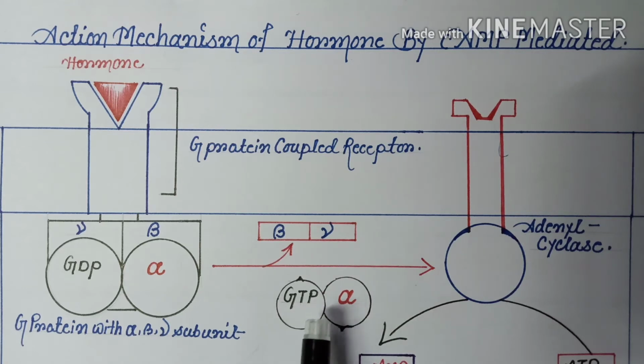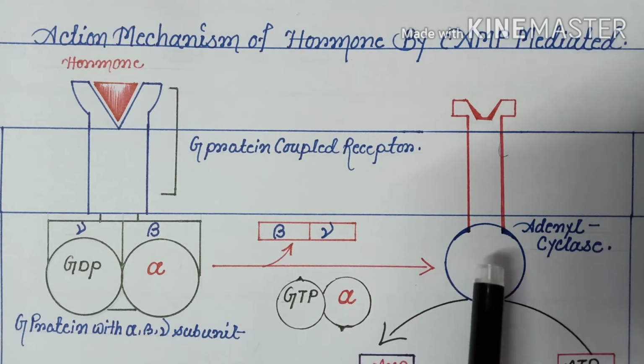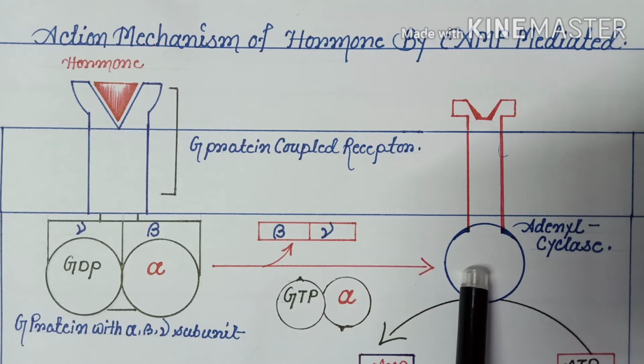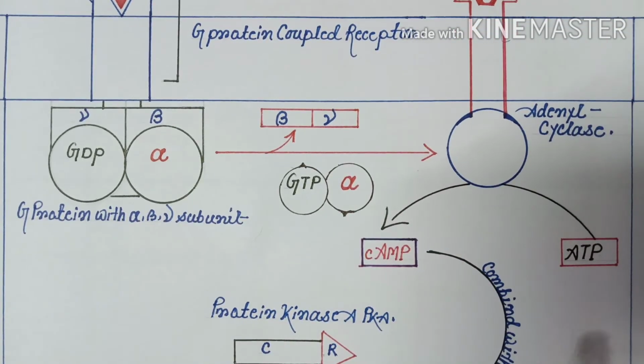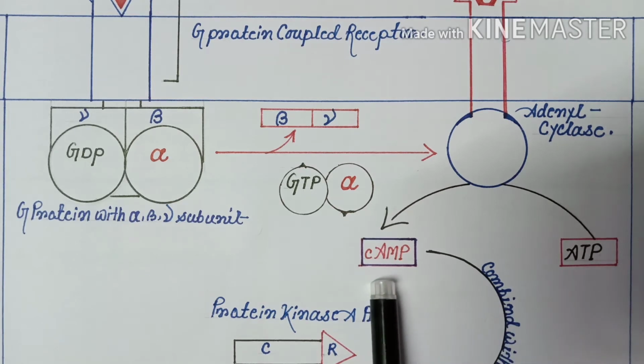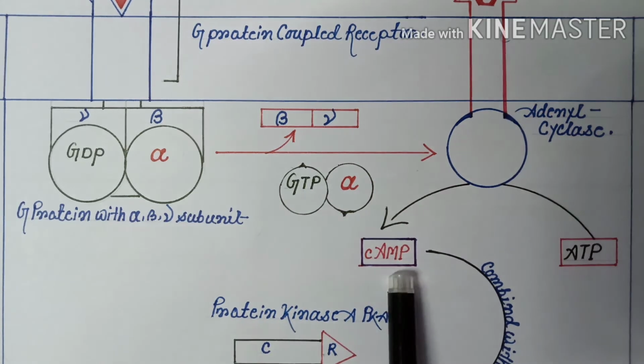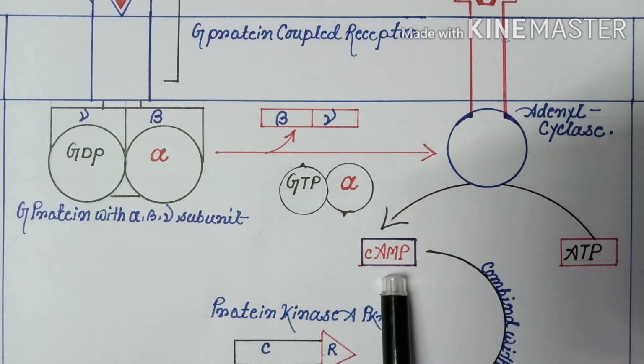The alpha subunit of the G protein is then attached with the GTP residue, but the beta and gamma subunits are totally separated from the GTP alpha subunit, and this active GTP alpha subunit or active G protein then helps in the activation of another enzyme, that is adenyl cyclase. This adenyl cyclase acts on ATP, or catalyzes ATP to form cAMP. This cAMP acts as a second messenger.